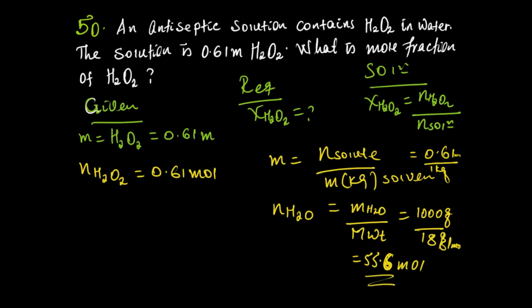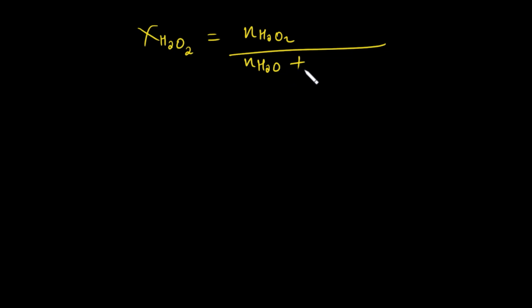The mole fraction of hydrogen peroxide, x of hydrogen peroxide, is equal to the number of moles of solute, that is hydrogen peroxide, divided by the number of moles of H2O plus the number of moles of hydrogen peroxide.